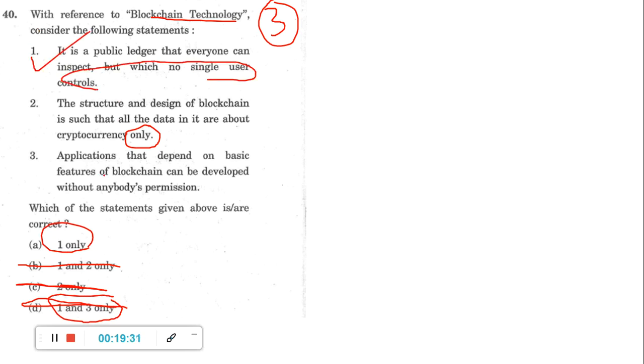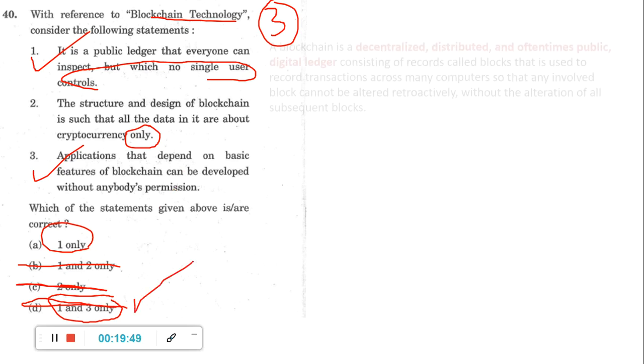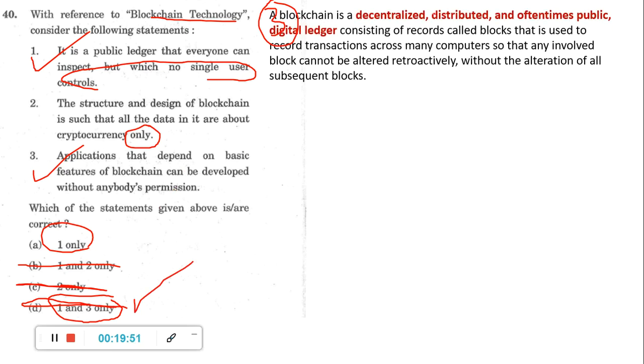Now the third one: applications that depend on basic features of blockchain can be developed without anybody's permission. This is obviously true, because bitcoins and all these things were obviously made without anybody's permission. Nobody took any RBI's permission. Nothing was taken. So the answer will be 1 and 3 only. You just have to read it; if you know the basics, you can solve it.